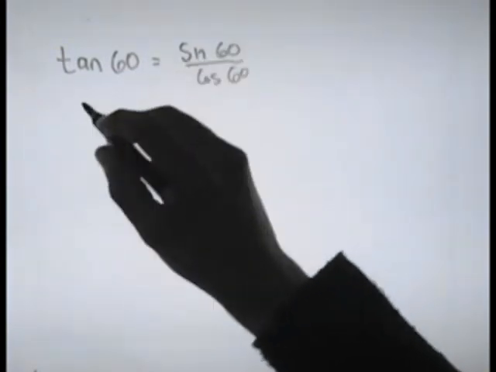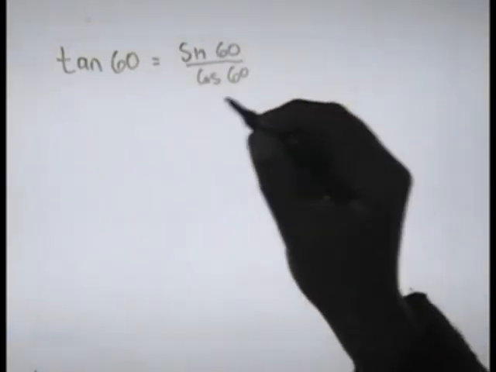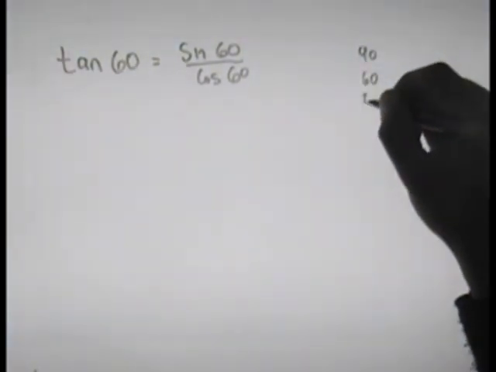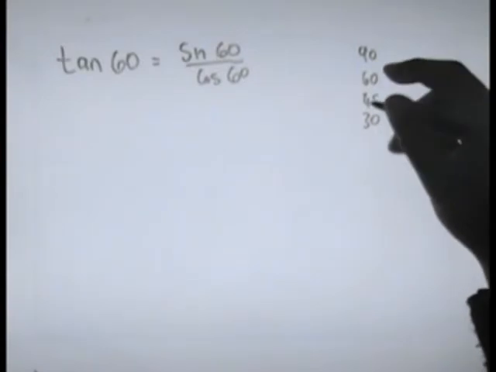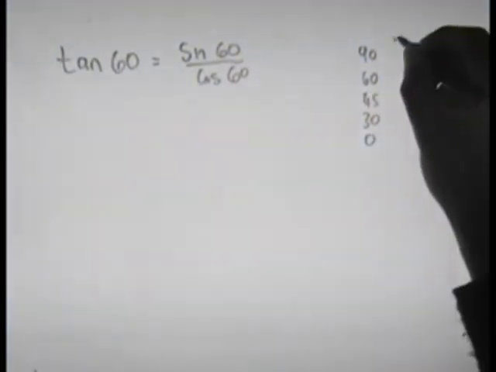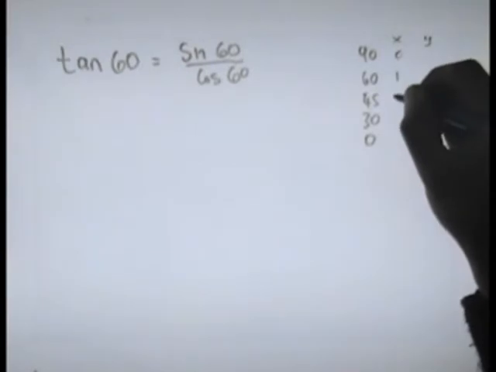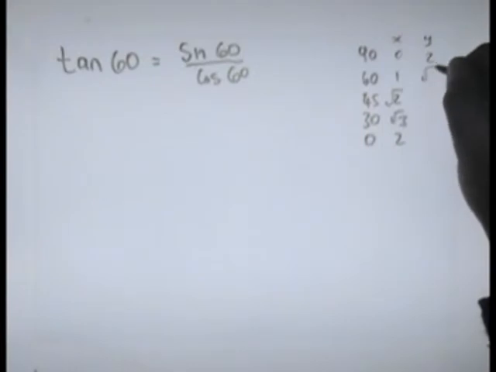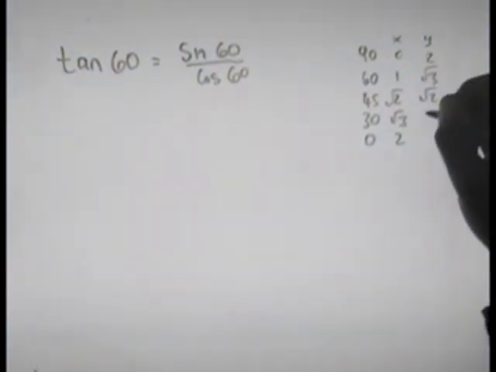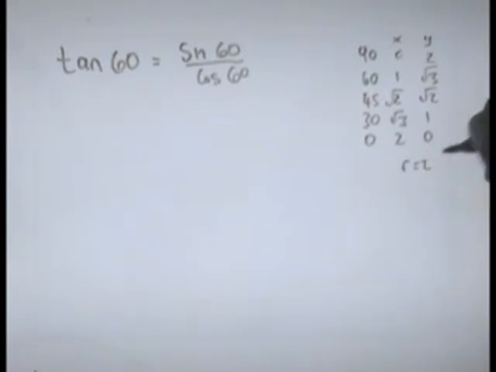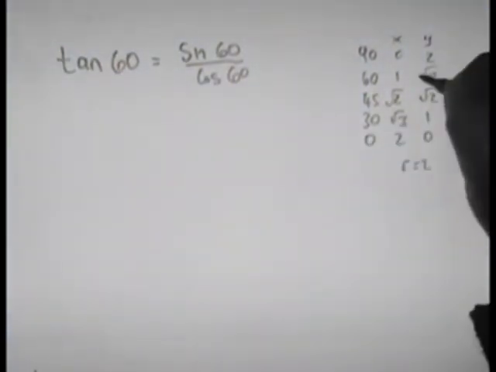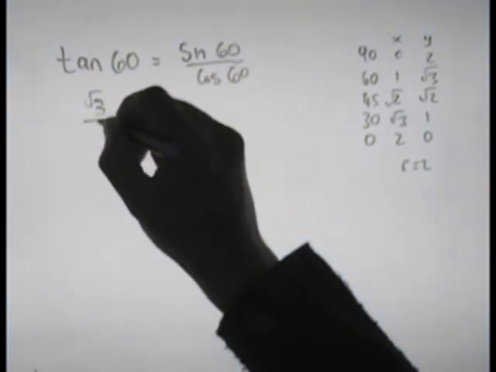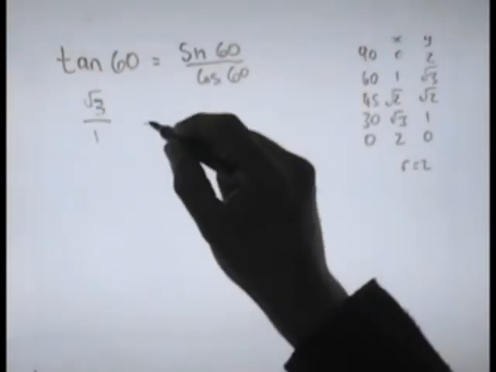We know from our special angles that tan of 60 degrees, let's just do our special angles again: 90, 60, 45, 30 and 0, x values, y values, 0, 1, root 2, root 3, 2, 2, root 3, root 2, 1, 0, r is equal to 2. Now tan is y over x. Of 60 degrees, y is root 3 and x is 1. Let's see what happens to this side.